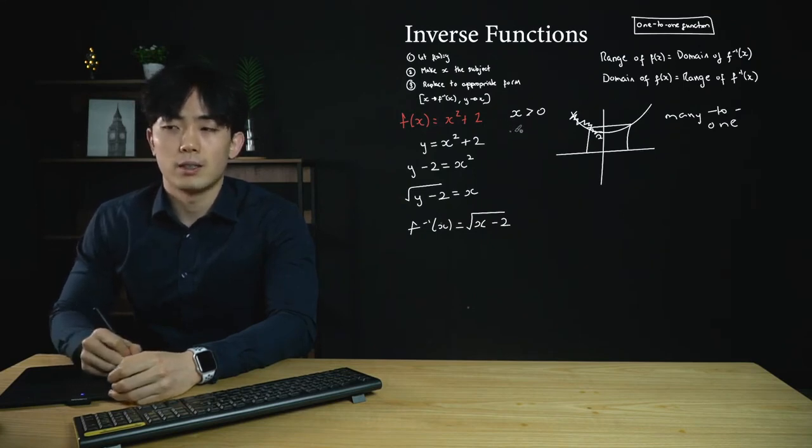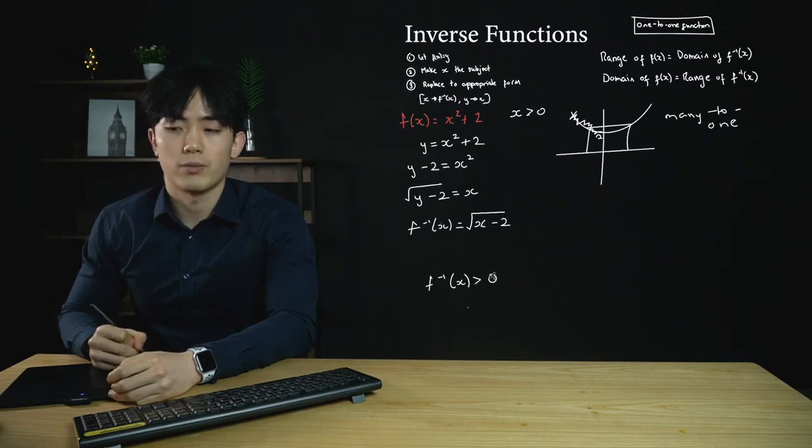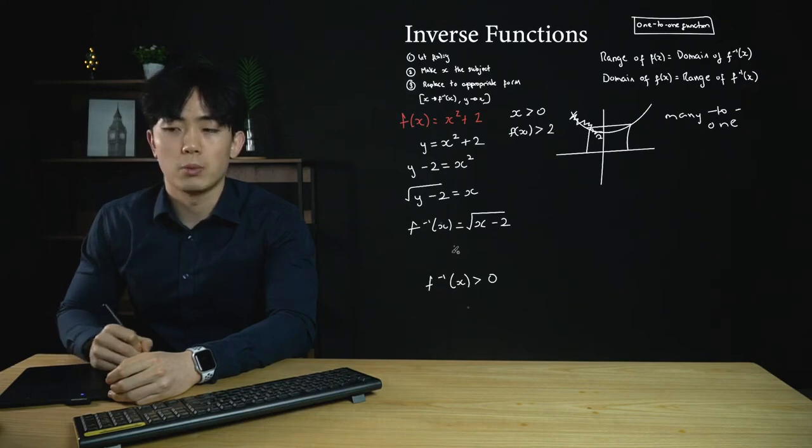So x being bigger than 0 is the domain, which means it's the range of the inverse. So straight away we can work out the range of the inverse is going to be bigger than 0. And to find the domain, we just need to find the range of this original function. The smallest value this function can take, if it's limited to being bigger than 0, is this 2 value right here. So the range of the function f of x will be bigger than 2, which in turn means that the domain of the inverse is also bigger than 2.